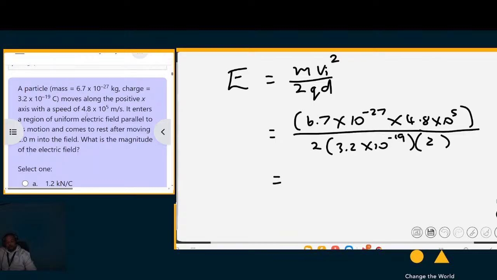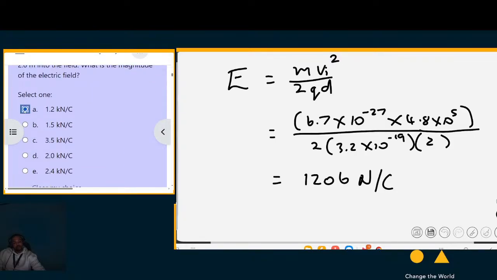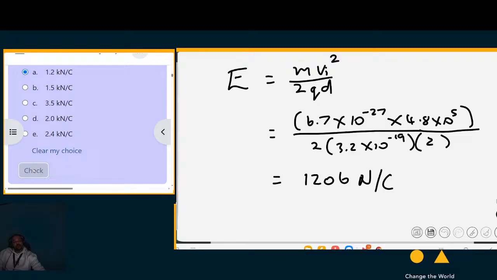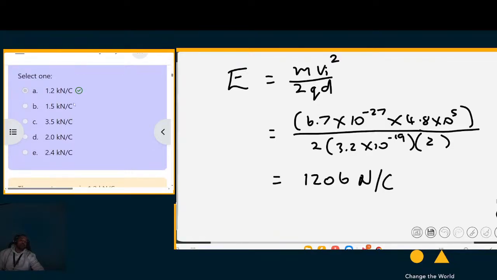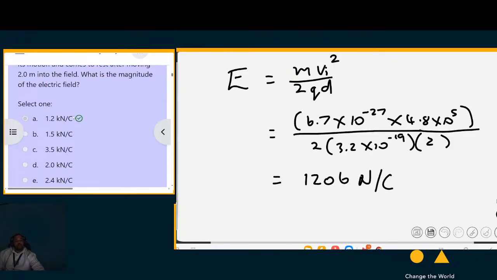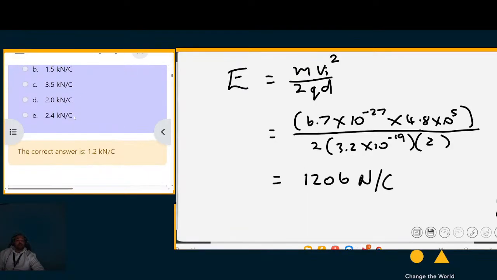And if you work all of that out, plug it in your calculator, you should get an answer of 1206 newtons per coulomb for this electric field in this particular direction. Because remember, electric field is a vector. So there we have 1200 as the electric field, 1.2 kilonewtons per coulomb. Let's check. Yes, that is correct. That is indeed the correct electric field that we calculated.